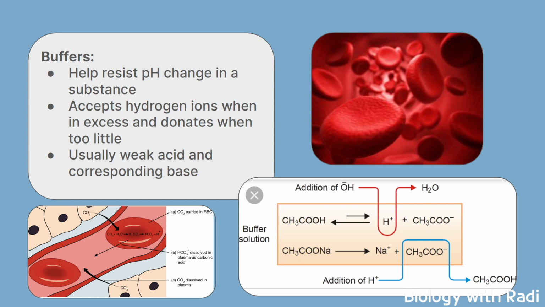Lastly, for today, we have buffers, which are substances that help resist pH change in a substance they're added to. They do this by accepting hydrogen ions when they are in excess and donating them when they're lacking. Buffers are usually a weak acid and its corresponding base. The function of buffers is especially important for vital functions in humans because our bodies are very sensitive to pH changes. Hence, our blood is able to retain an ideal pH of around 7.4 thanks to the presence of buffers.